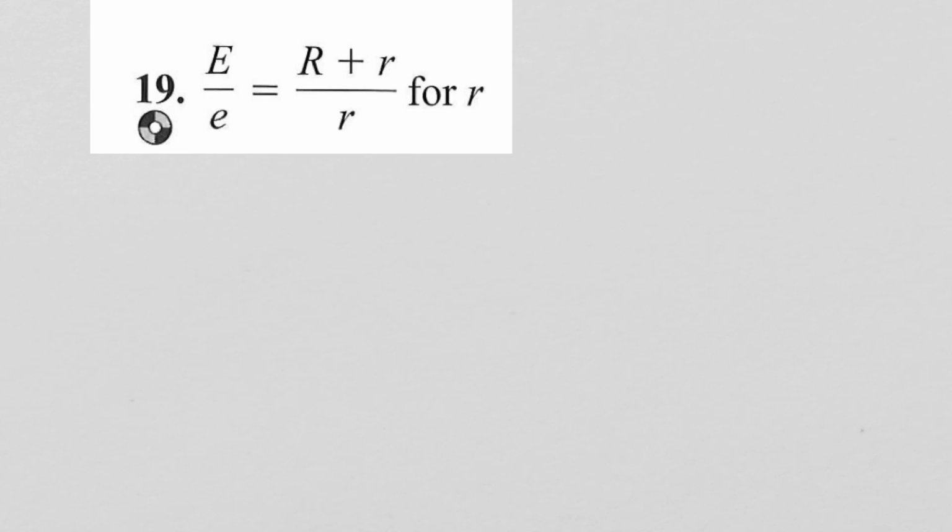Okay, so I was following my little 5-step plan: parentheses, fractions, simplify, isolate, and divide. There's no parentheses, so I can skip that. But there are fractions, and there's a single fraction equal to a single fraction, so I can cross multiply. When I multiply this way, I get ER. When I multiply this way, I'm going to distribute this through here, and I'll get E big R plus E little r. So that was the fractions.